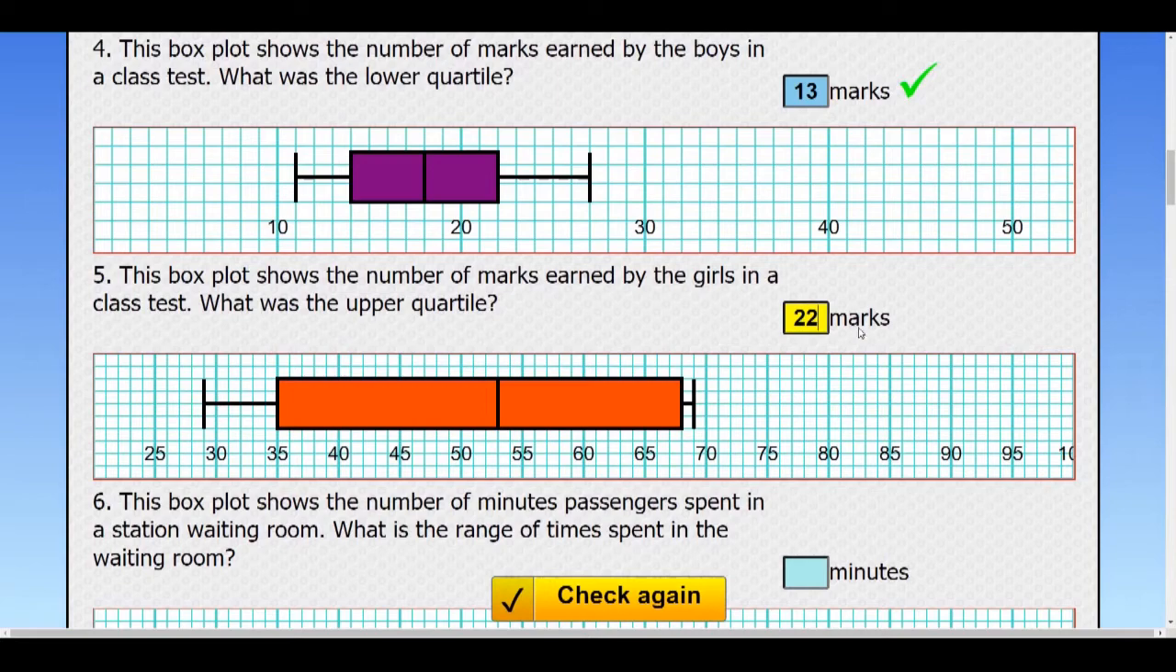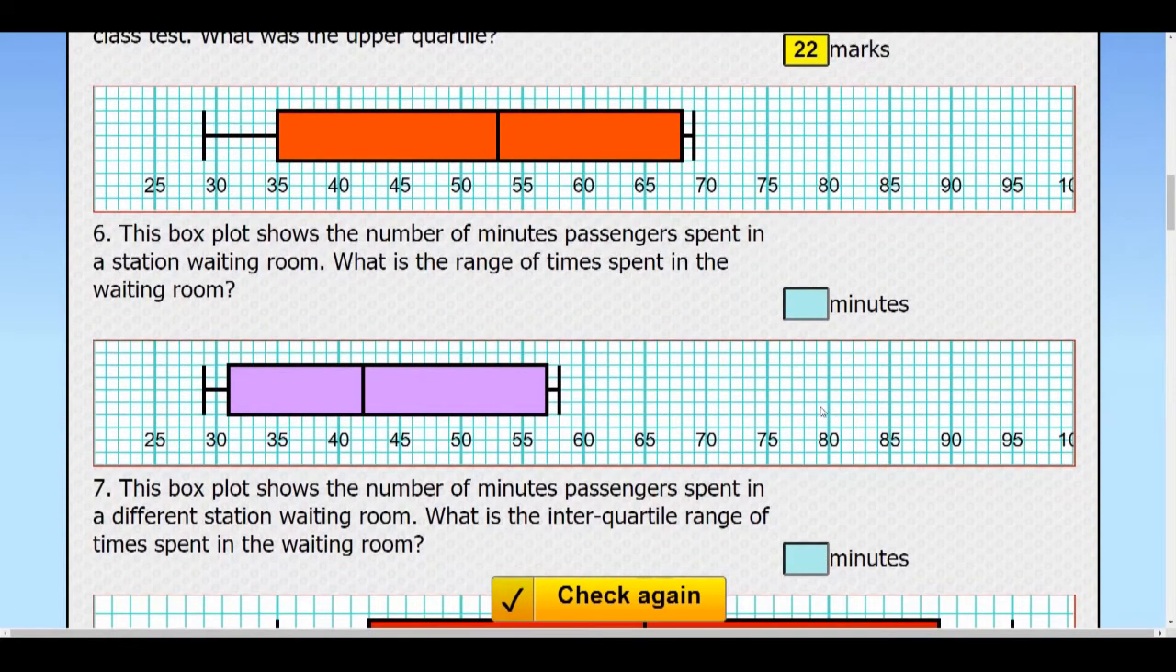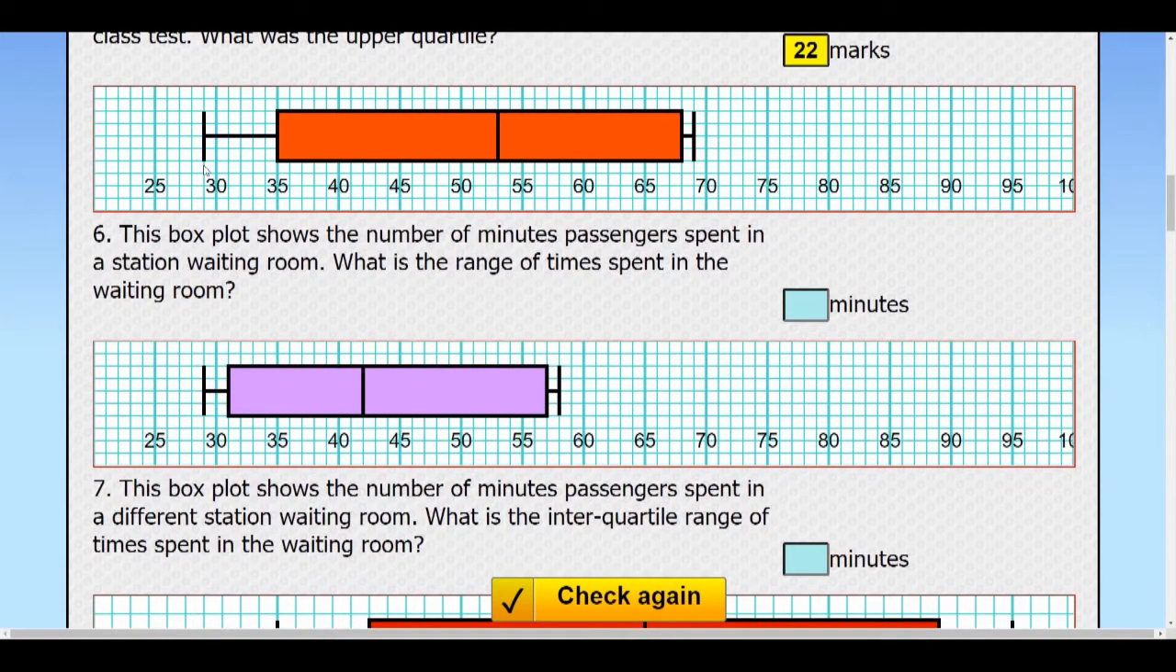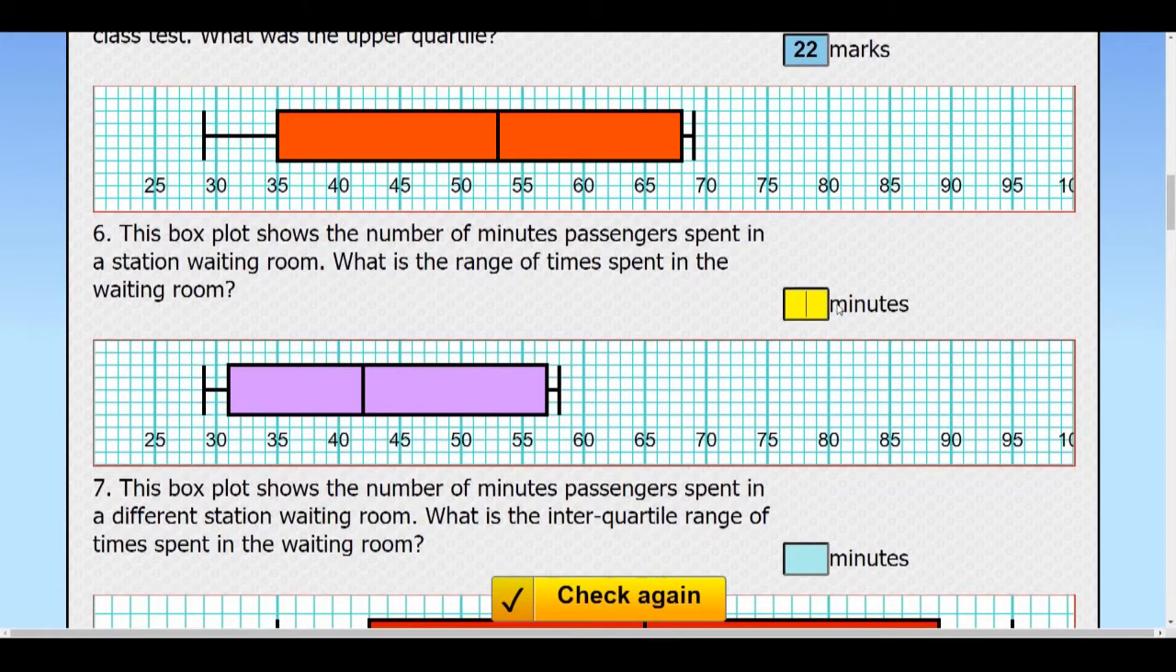marks earned by those girls. Okay, a very long box plot here. This is the number of minutes passengers spent in a station waiting room, and it's asking for the range. So the range is the difference between the minimum and the maximum. So the maximum is 69. The minimum is 29, so subtract 29 from 69 and you will get 40. So the answer to question 6 is 40 minutes.